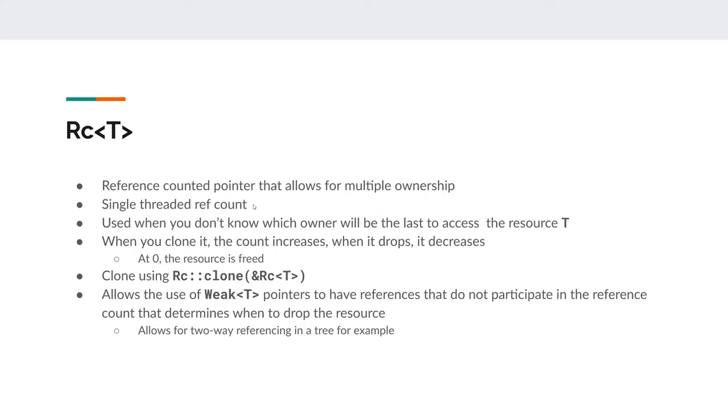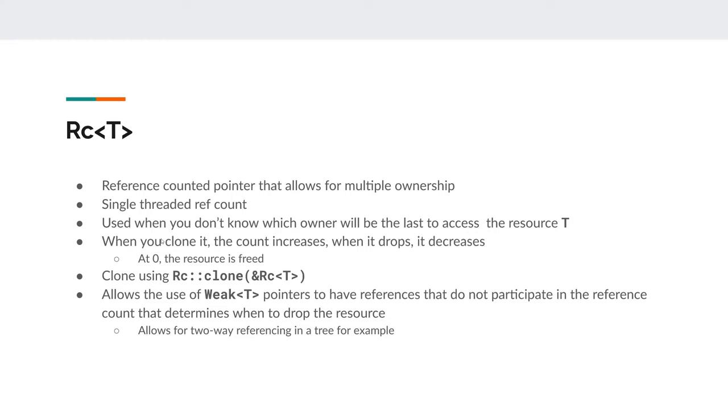It's single-threaded reference counting, so you can't use it in a multi-threaded context. There are different pointer types for that. And they're used when you don't know which owner will be the last one to access a resource. So if you have multiple owners with multiple lifetimes that share some resource, for example, multiple persons sharing a desk and everybody needs to interact with the desk, and you don't know who's the last person to leave the desk, then that desk is sort of reference counted. And only when the last person leaves does the desk disappear.